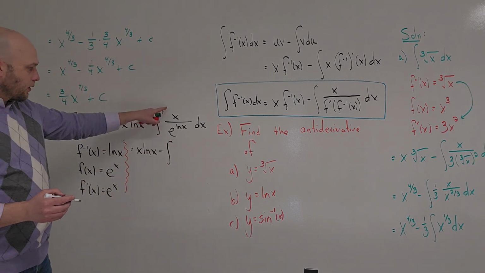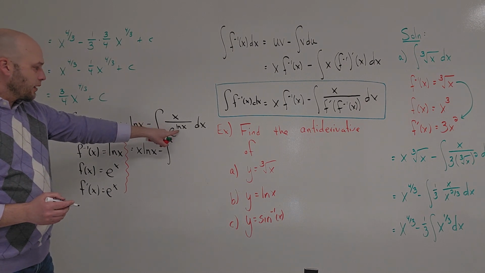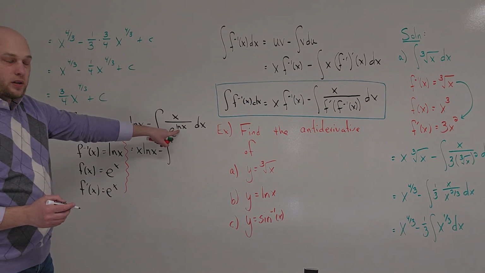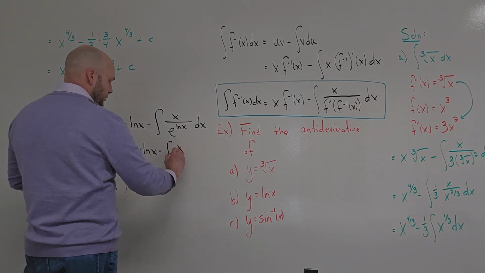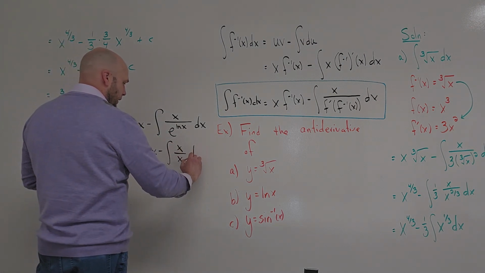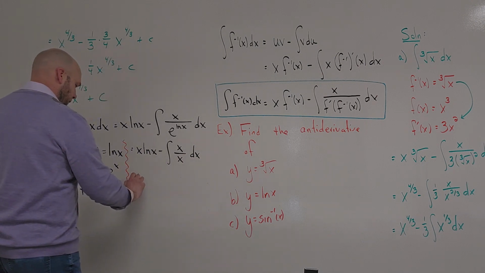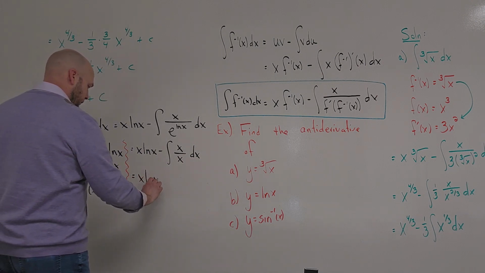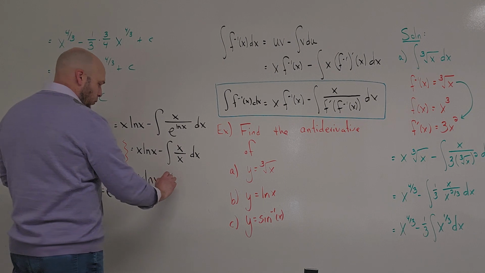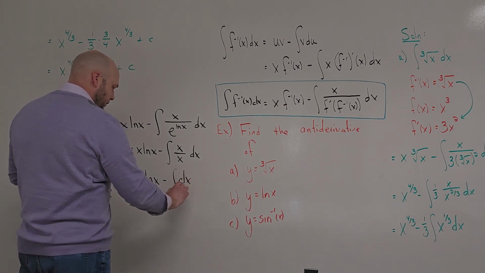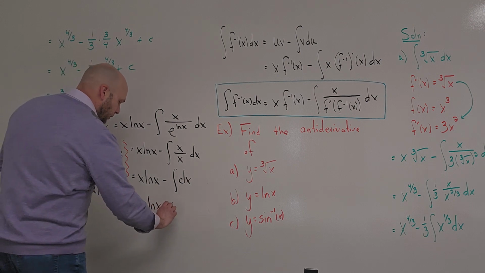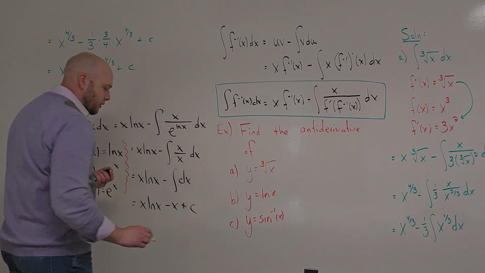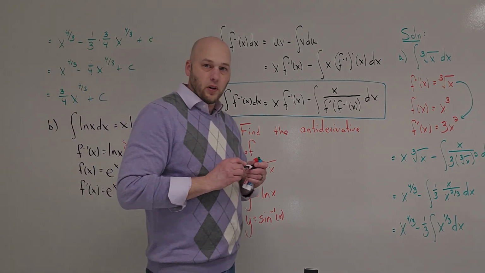Inside the integral here, e to the natural log is the composition of a function with its inverse, meaning they cancel, giving me just x over x dx. Of course, x over x is 1, so this would be the integral of dx. And finally, we get x log x minus x plus my constant, and there's the antiderivative.